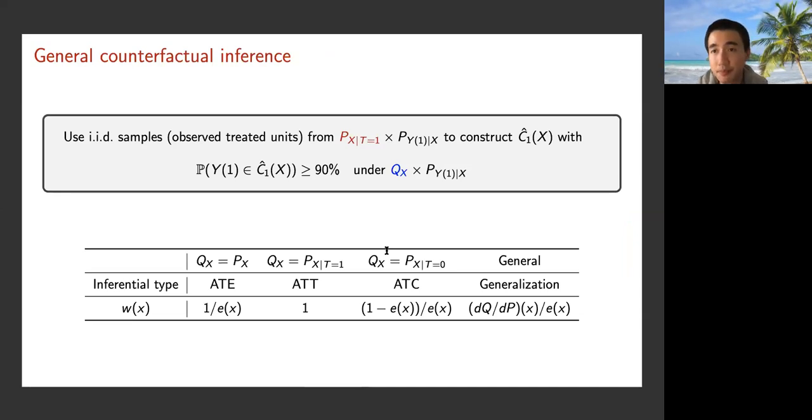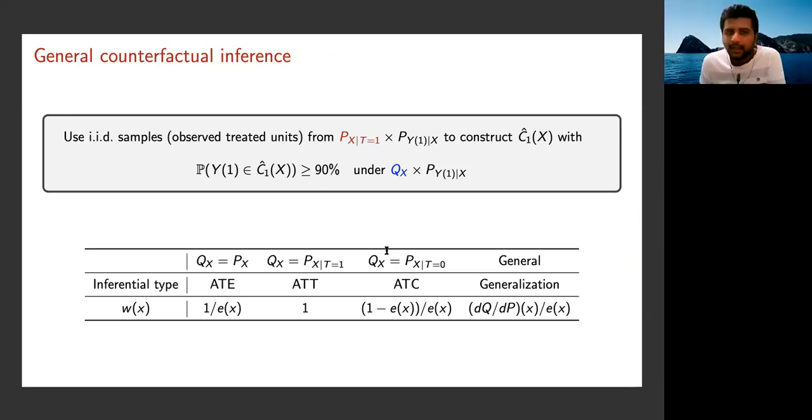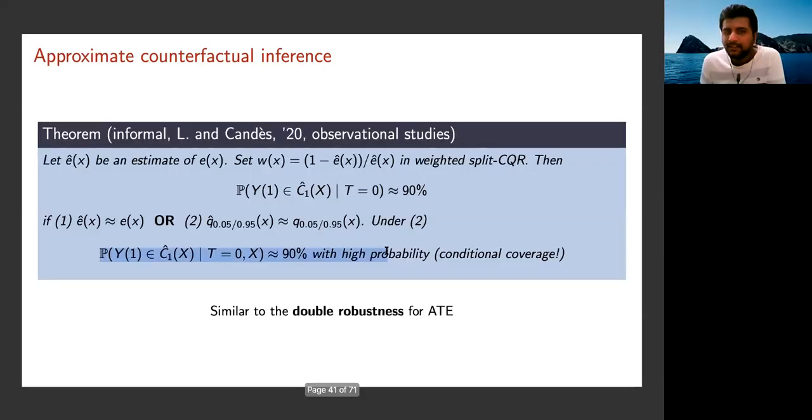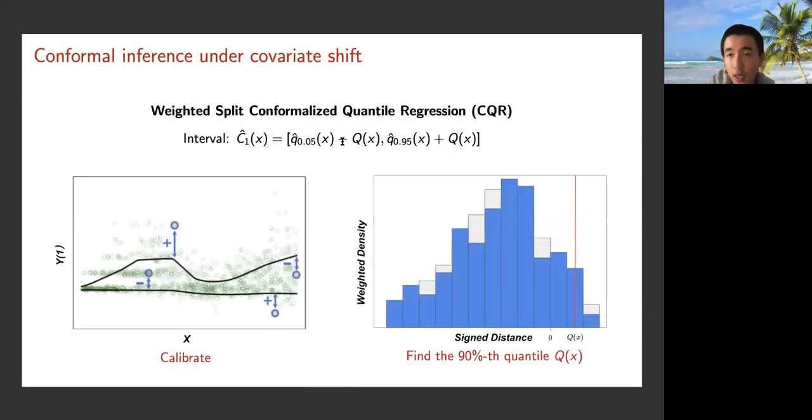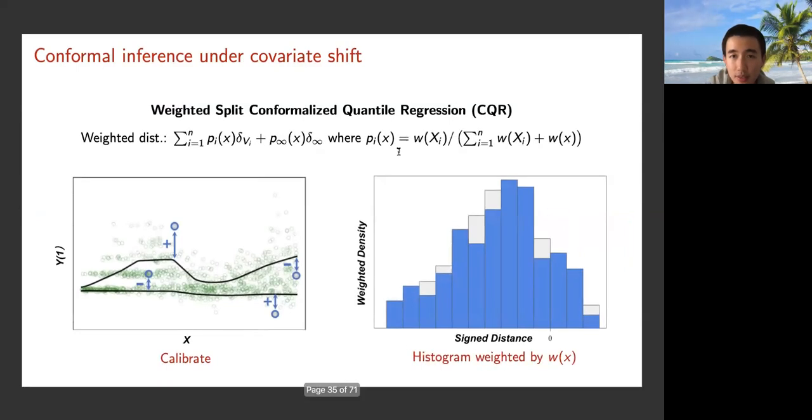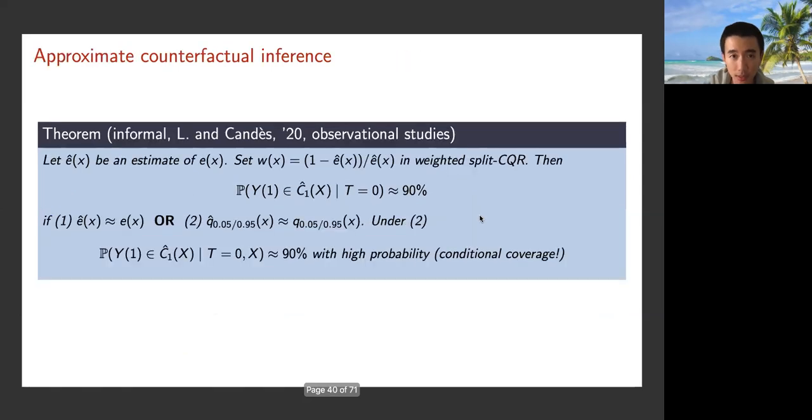Yeah, please. If we consider X as an image, what is C1 hat of X in this case? C1 hat is still this. But when you calculate this calibration term, you need this blue histogram and this weight. In this case, the covariate shift is not fully known, so we plug in the estimate. We plug in W hat here to get this weight. In particular, W hat is 1 minus E hat divided by E hat.